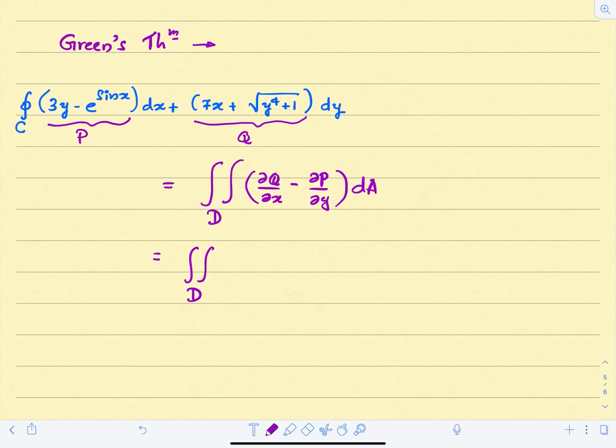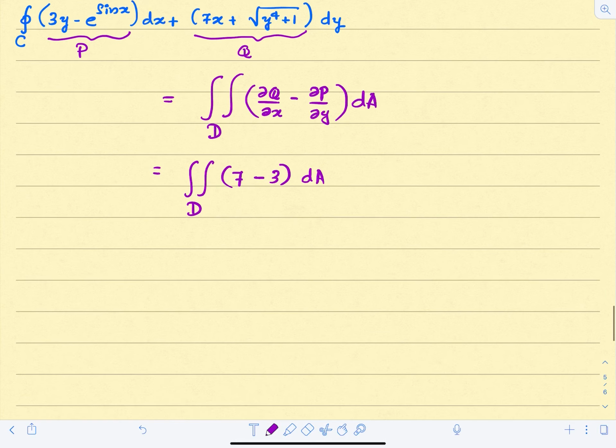Partial Q over partial x, so the derivative of this second component with respect to the x variable is 7, minus the derivative of this one with respect to the y variable, which is 3, dA. So this is nothing but 4 dA over the domain D.